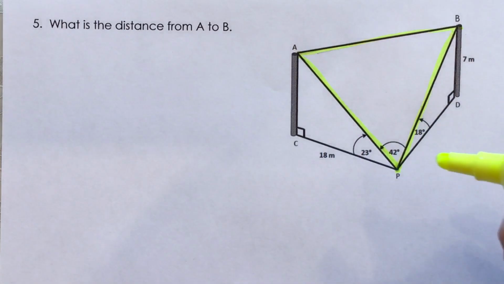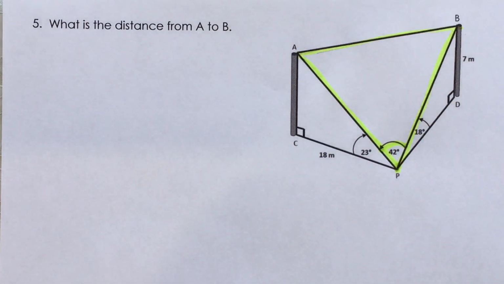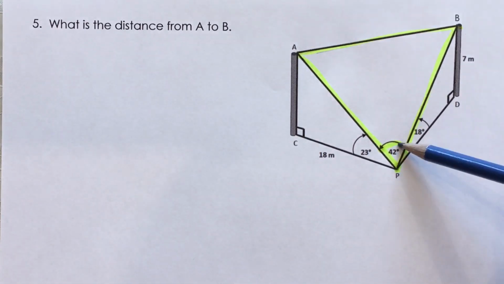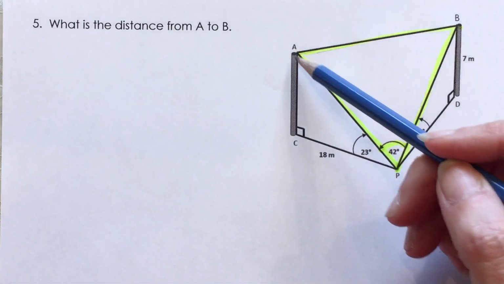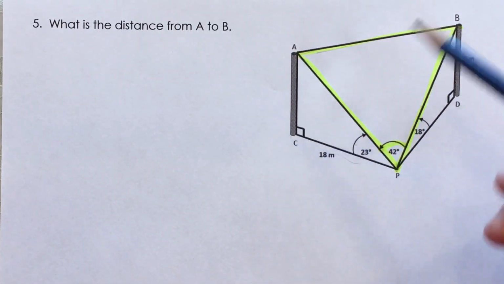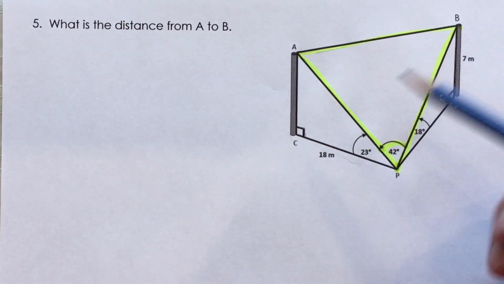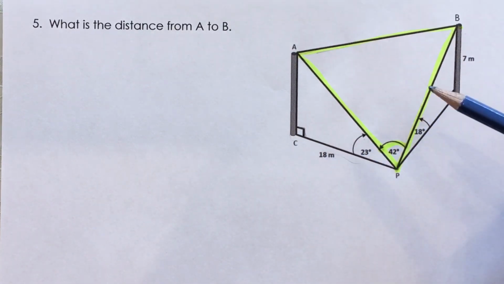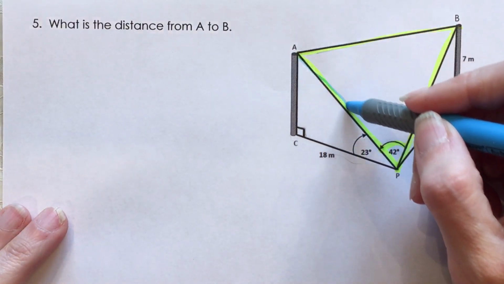And the only thing we know about this triangle is that angle there, 42 degrees. That's the only thing we know. So we're going to need to know a lot more in order to be able to find the distance from A to B. So let's look at these triangles that are on the outside. First of all, this one's a right triangle, which is great. And we know an angle and a side. So this side here, A to P, is something we need to know.